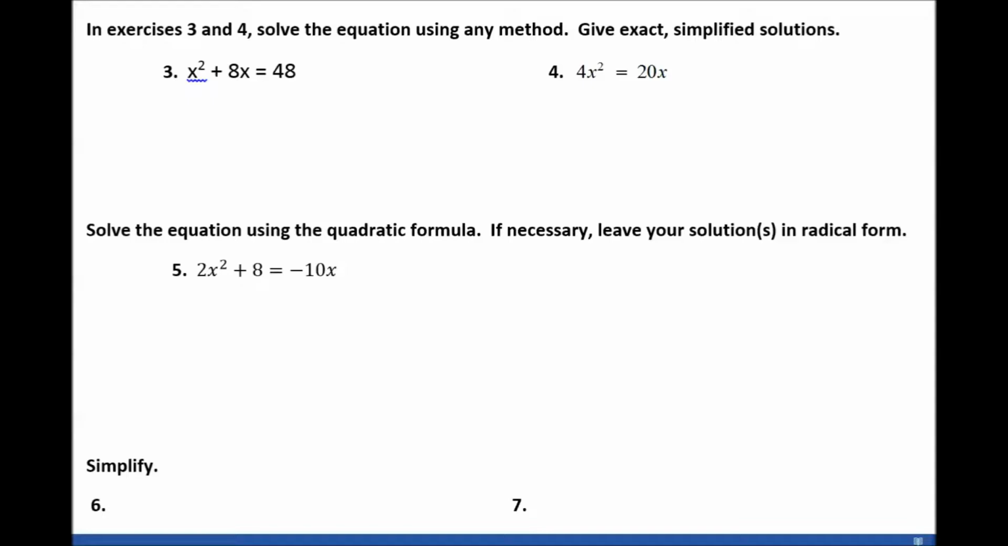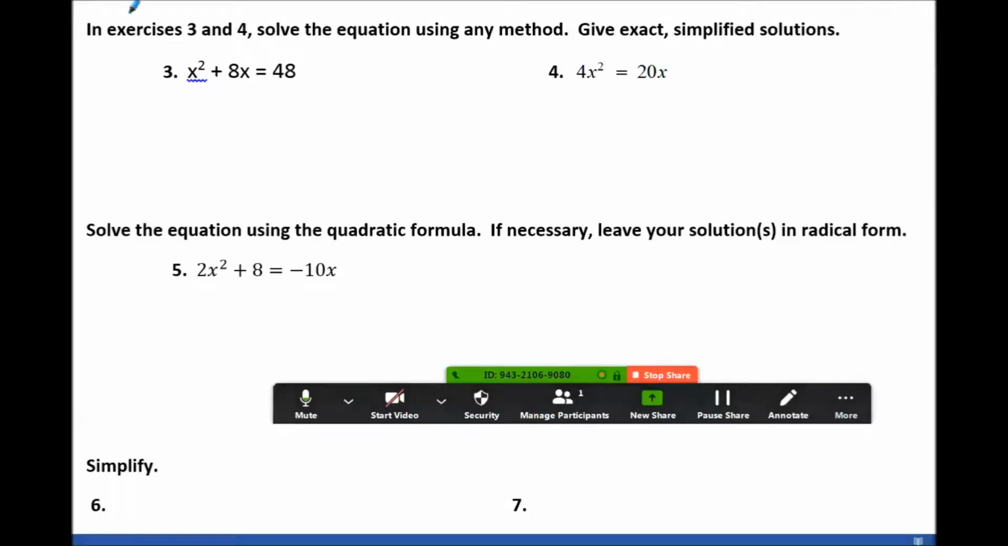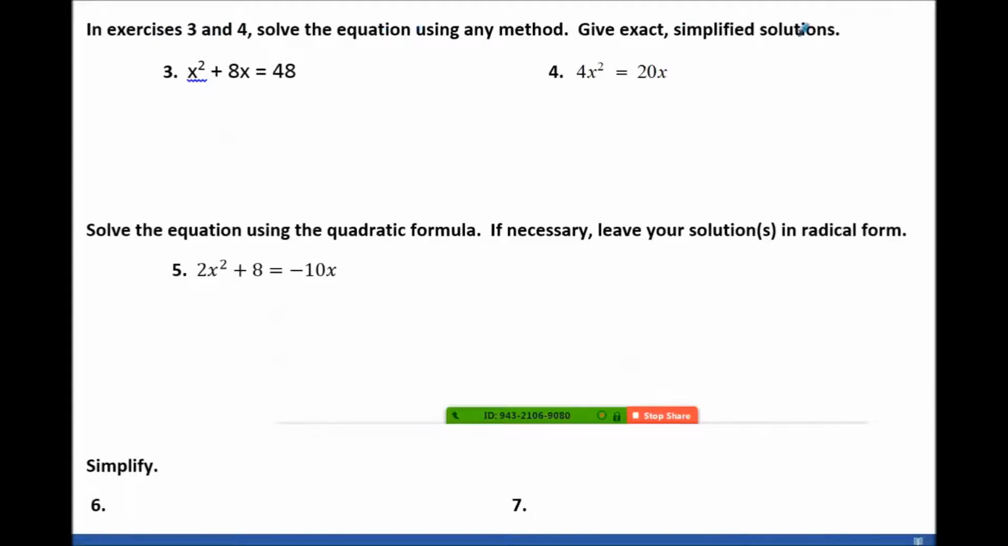All right, this is part 2 of the Chapter 9 practice tests. Exercises 3 and 4: solve the equation using any method, give exact simplified solutions. Okay, solve using any method. We have x squared plus 8x equals 48.